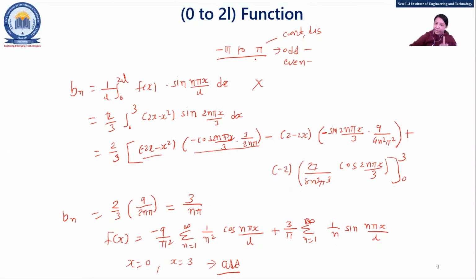If minus pi to pi is there and you are not able to decide whether your function is odd or even, then calculate A0, An, Bn all and just put into the equation. That's it. Clear, Akhilesh?